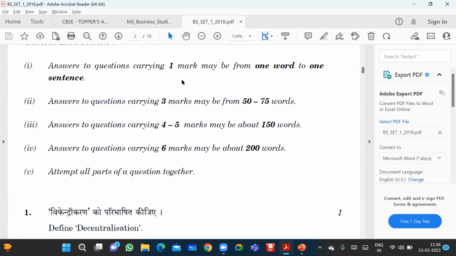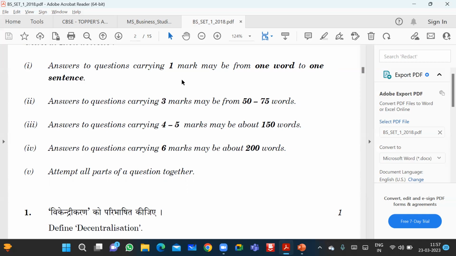And questions carrying 4 to 5 marks should be written in about 150 words. It means if there are 4 points to be written, then 120 words should be used, around 30 words per point, about 3 lines per point. And if there are 5 points in a question, then again each point should be about 30 words and 3 lines.